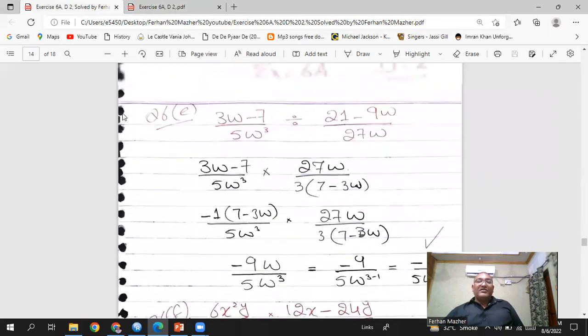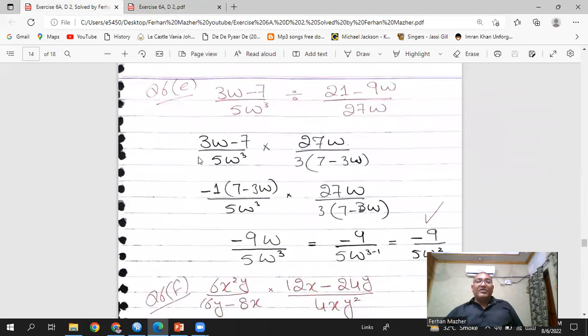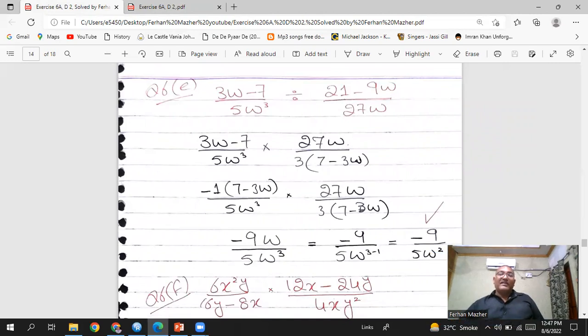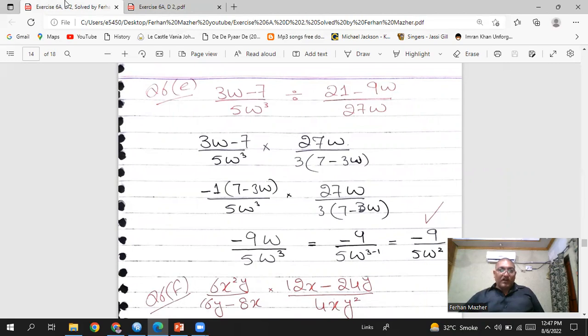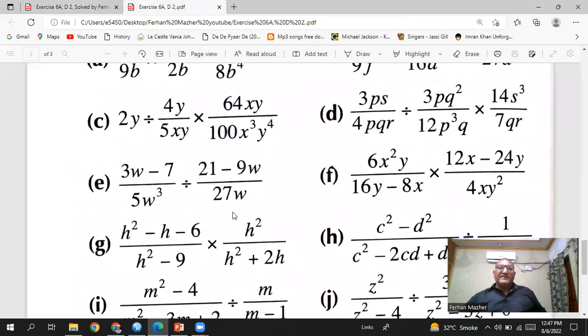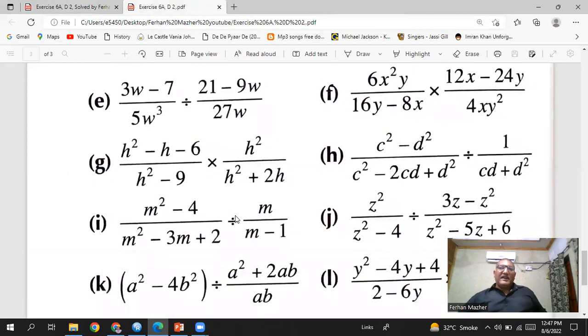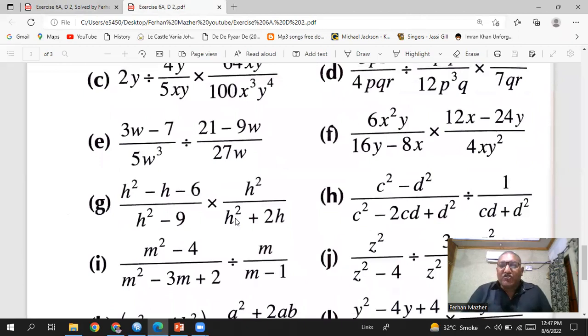So let me reduce the size so you can see the whole question together. So this is how this question is done. I hope you understand this question. So let's move to the next question, and that's the F part. Question number 6, F part is showing up on your screen.